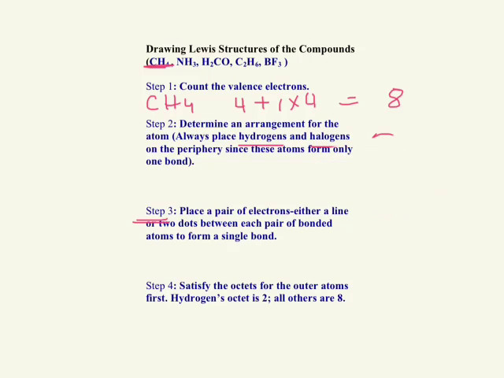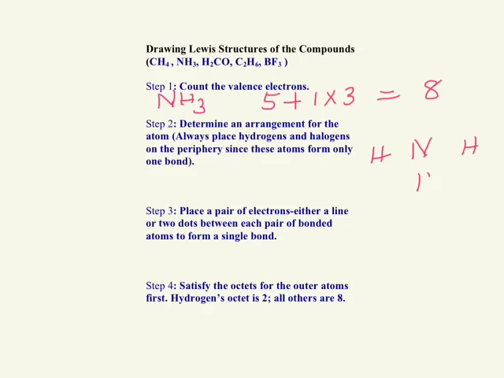Let's take the next example, ammonia. So here, first count the valence electrons. So ammonia, nitrogen has 5 valence electrons, 3 hydrogens, 1 times 3 because each hydrogen has 1, so total is 8. Arrangement, you put this arrangement, and then step 3, place a pair of electrons between each atom, and I did that.